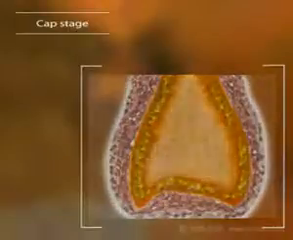So far, we've seen the bud and cap stage of tooth development. The third, and most dramatic, is the bell stage. As the tooth germ begins to grow, the cells differentiate.